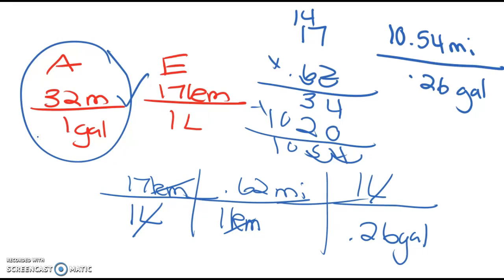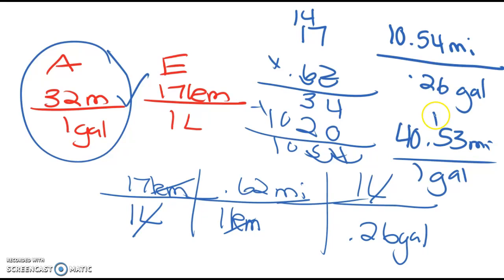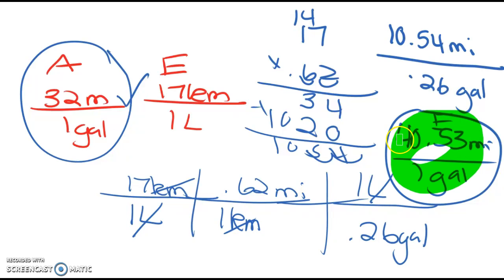You're going to get something around 40.53 miles for 1 gallon. Okay, so this is your new European car: 40.53 miles per gallon, whereas the American is 32 miles per gallon. So the only difference here is that now I can compare the tops of them, and I can see that E has a better gas mileage, okay? So then I would pick E.